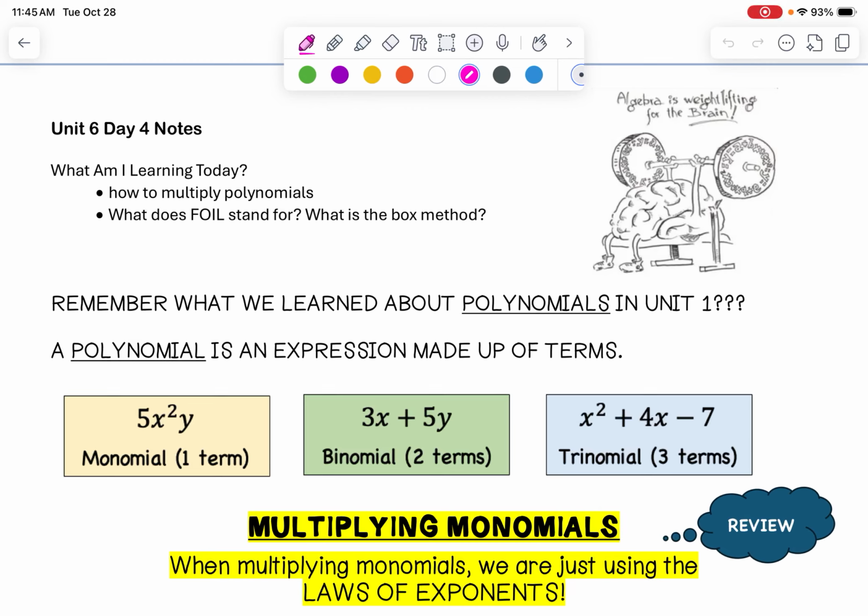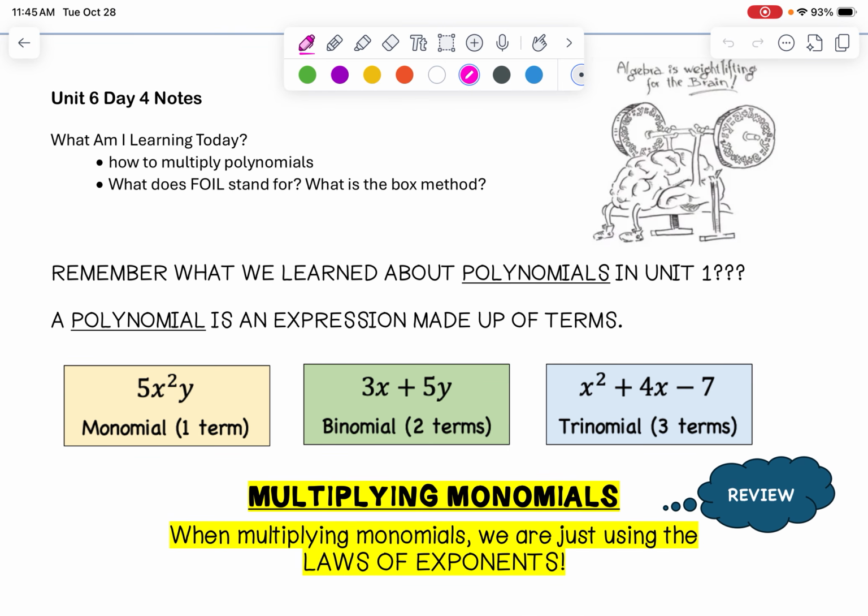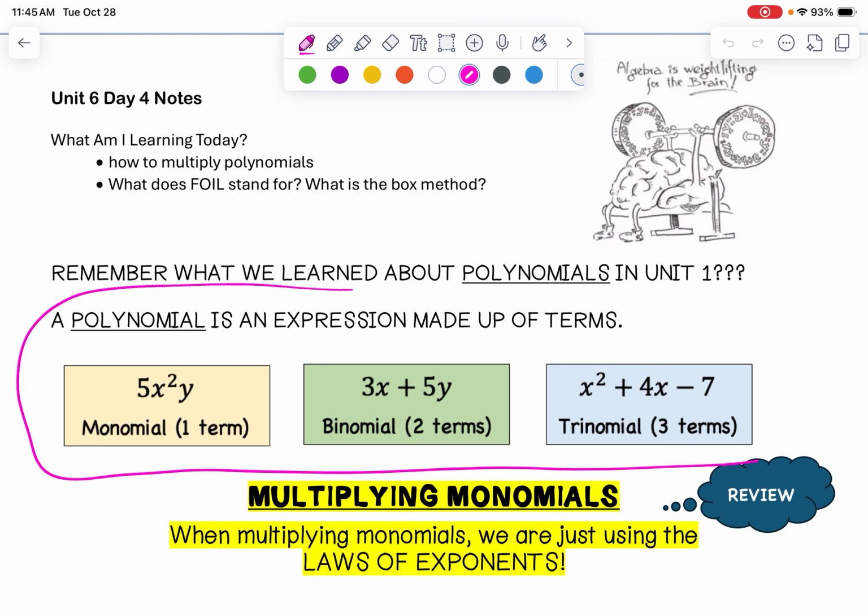All right, you guys. So our day 4 notes, I'm going to say the first 30% of these notes are review. It's stuff that we've either done in the last few days, or it's something that we've been doing since like the first week of school. So a lot of this is going to look familiar. We learned about polynomials in Unit 1. So I just went ahead, I literally copied and pasted this whole graphic from our Unit 1 notes from the very first week of school.